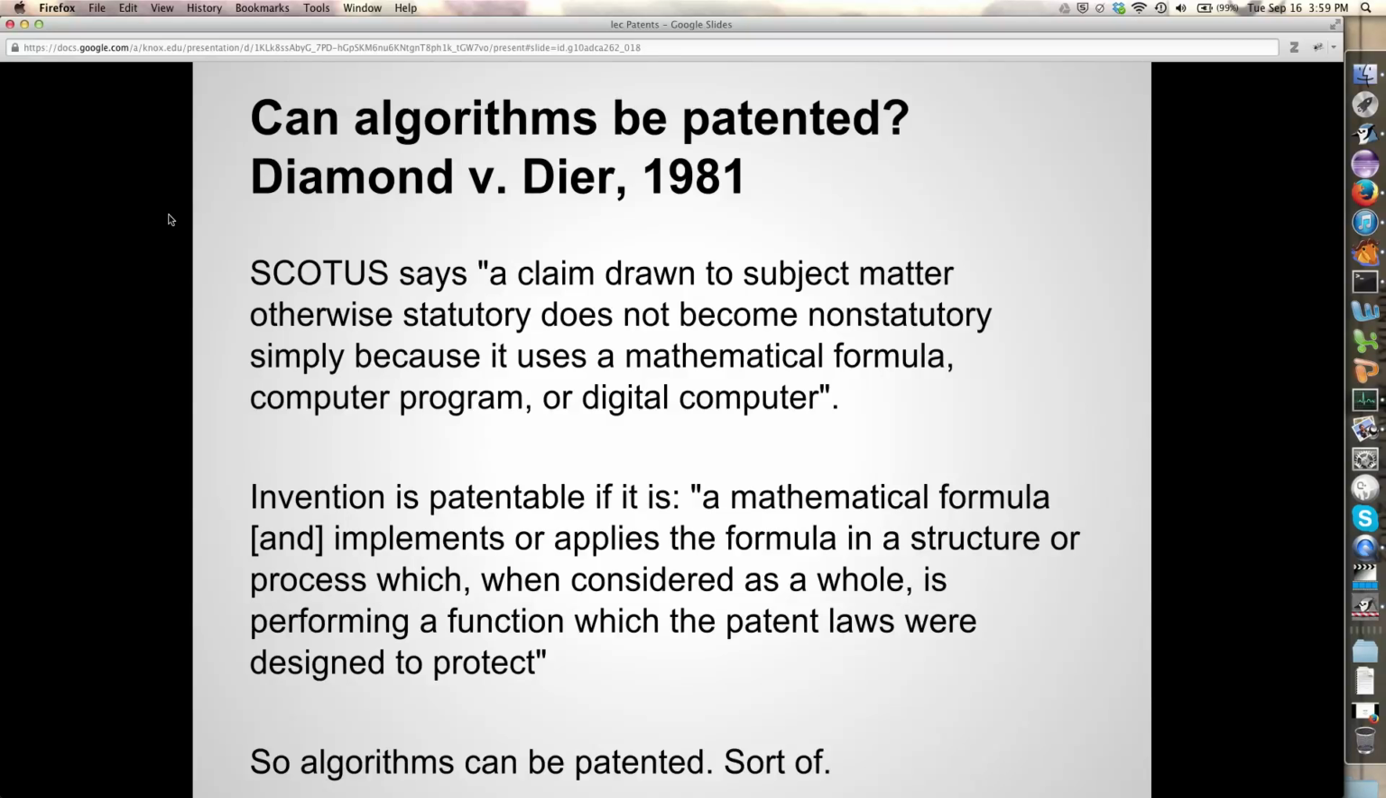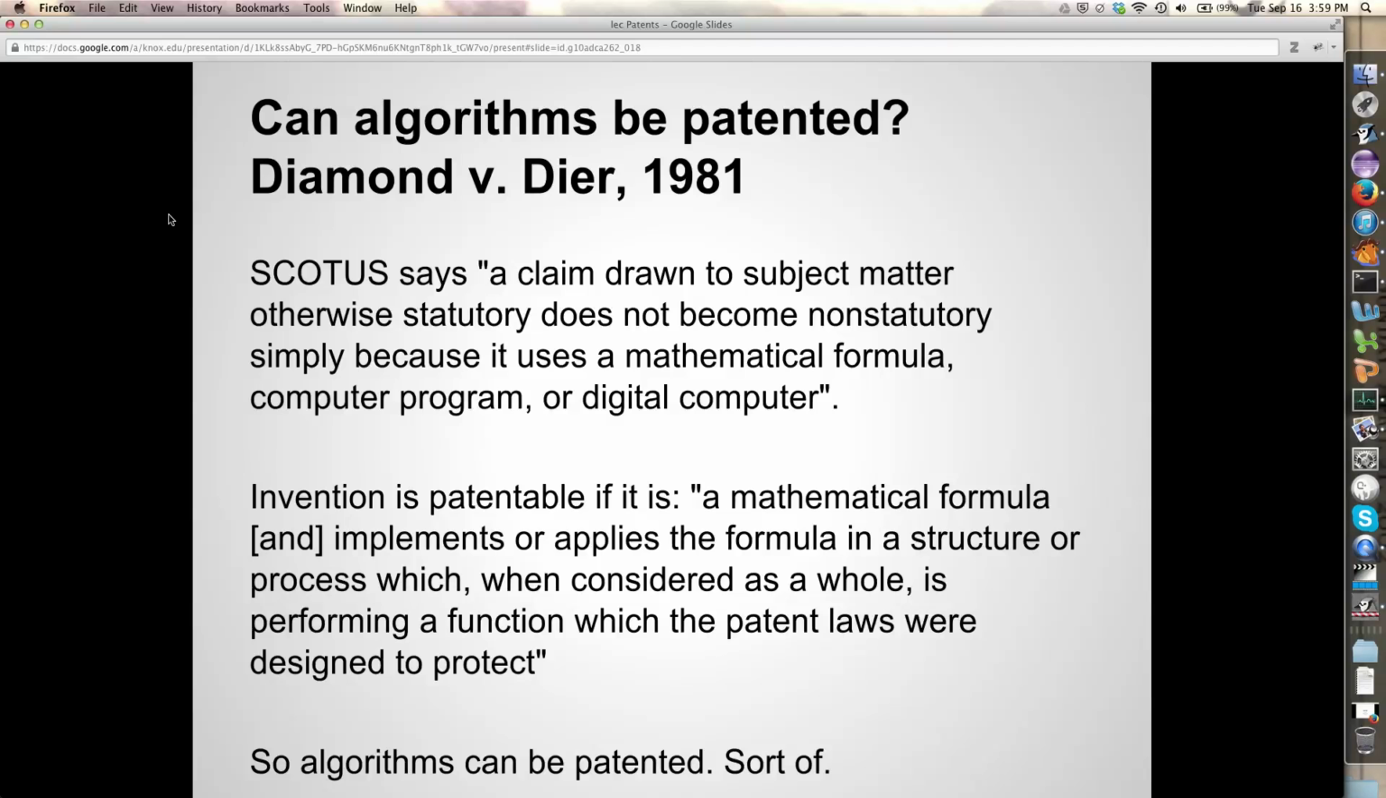So they went on to say an invention is patentable if it is, quote, a mathematical formula and implements or applies the formula in a structure or process which, when considered as a whole, is performing a function which the patent laws were designed to protect. So, in other words, algorithms can be patented, sort of. And so this is this very complicated, blurry gray area that the Supreme Court's working in here.